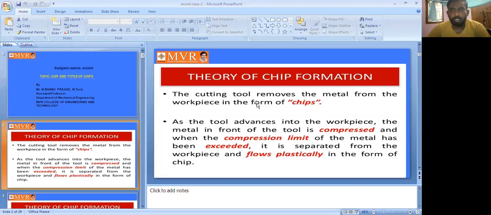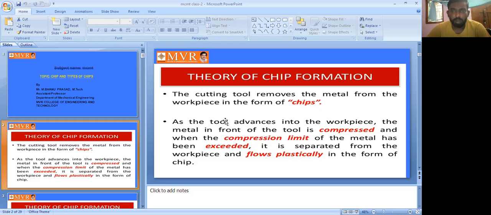See here, the cutting tool removes the metal from the workpiece in the form of chips. So we have the cutting tool, and the metal that the cutting tool removes from the workpiece, we call the chips. This is the definition of the chip.